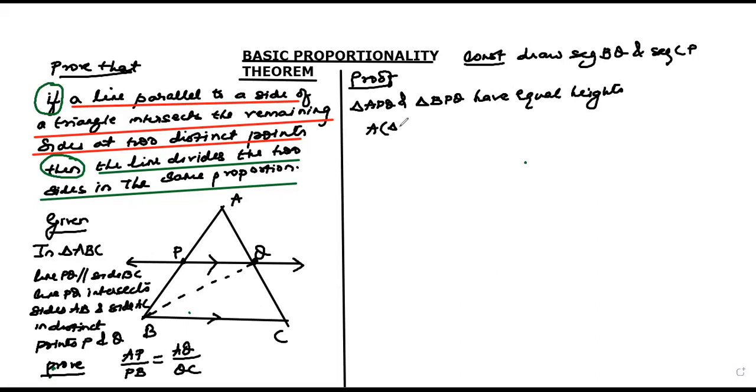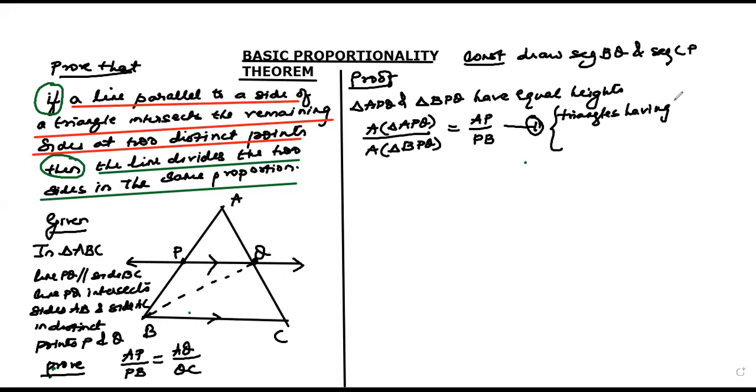Therefore, area of triangle APQ upon area of triangle BPQ will be equal to AP upon PB, and I call this 1. The reason, in short: triangles having equal heights have areas proportional to their bases. I call this statement number 1. So I got AP upon PB.